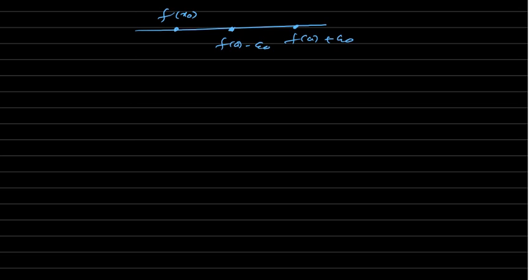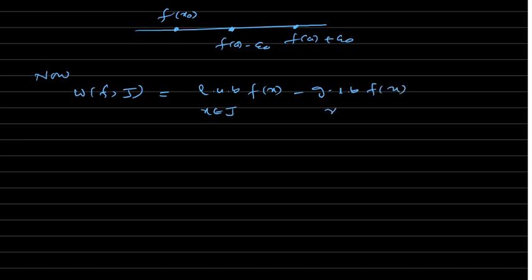Now let's find the oscillation. Now let's find this oscillation of f at the point A. Now let's see this: the oscillation of f at J, which is equal to the least upper bound of what? Of f of x, where x runs over J, minus GLB of f of x, where x runs over J.